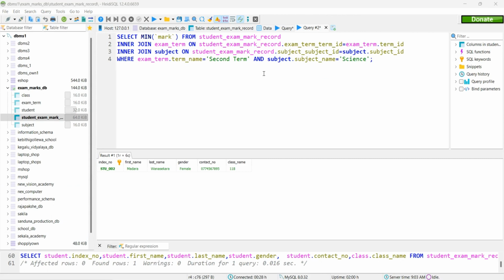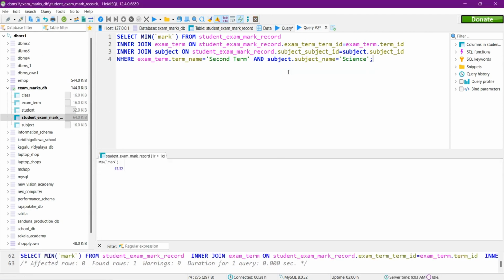So the query is same as the first question's query. So let's execute and see whether we get the results. So you can see we got a result saying 45.52 as the lowest marks in the second term science subject.